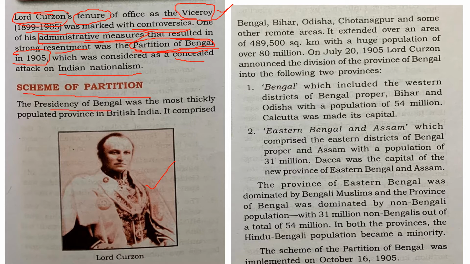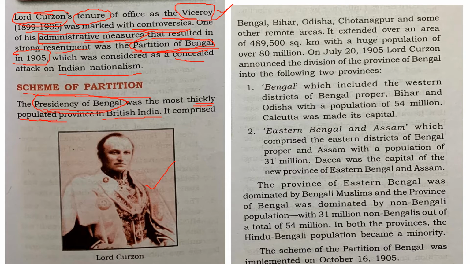The Bengal Presidency was a thickly populated province in British India. We were just trying to know the conditions that led to the partition of Bengal, as per the British. Bengal was a presidency in those days. They had four presidencies, Bengal and provincial things. So this Bengal Presidency was very thickly populated.